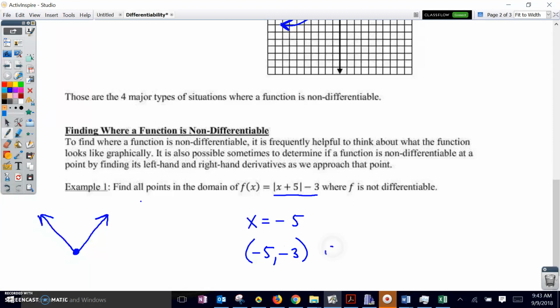There is a corner, and it is non-differentiable there. Alright, carrying on to a few more examples.